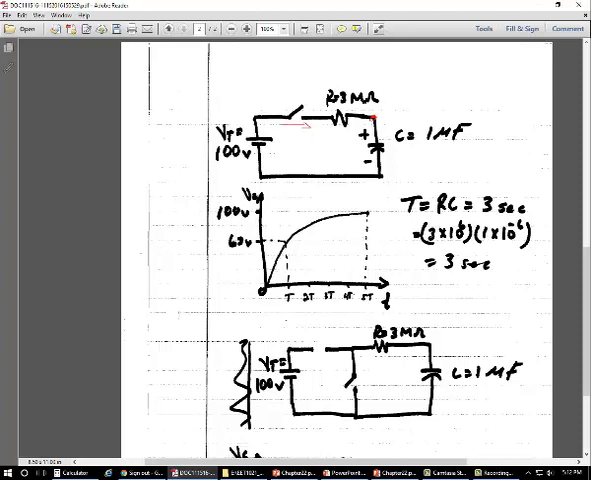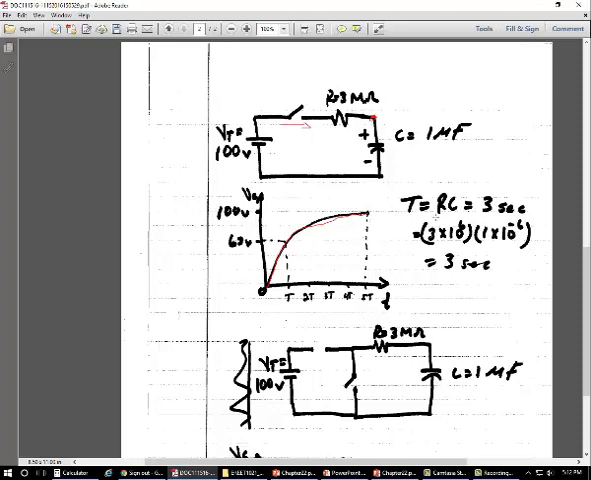Once the switch is closed, the voltage on this capacitor is supposed to reach the 100 volts that are on the source. However, it takes a while before the capacitor charges to that point. This is the transient response, and it will take 5 time constants before the capacitor gets to that point.